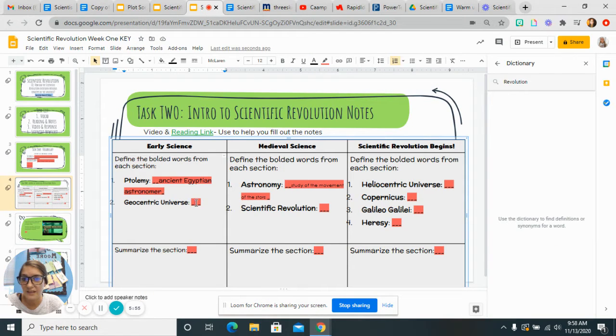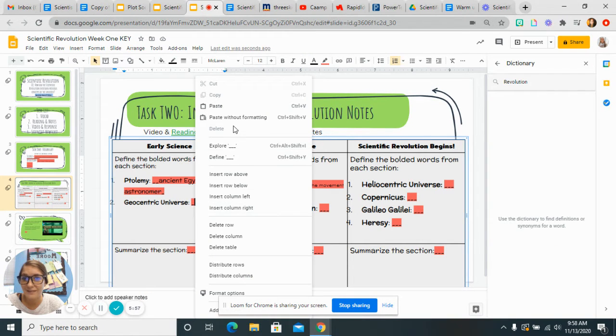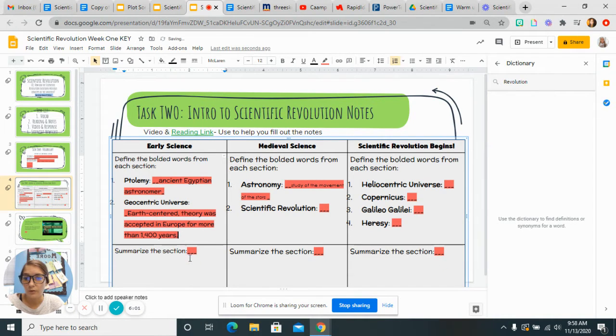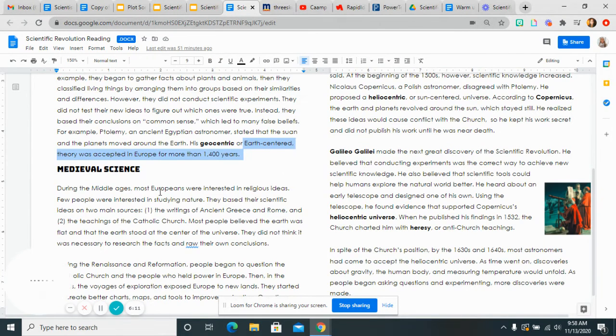So that theory is that everything, all the planets, all the sun and everything revolves around the earth, which is not what we believe to be true today. Okay. So now let's keep reading. We're looking for scientific revolution next.